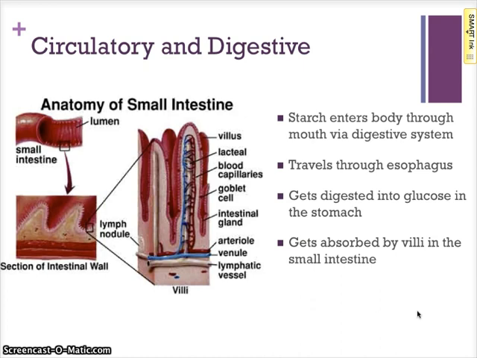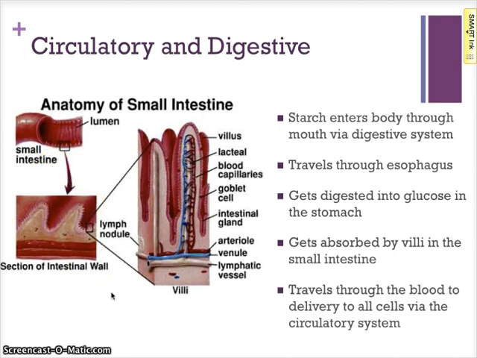Eventually, it travels to the small intestine, where it gets absorbed by the villi, which we talked about before, which are these finger-like projections, and then it's able to get into the bloodstream, and it travels through the body via the circulatory system.